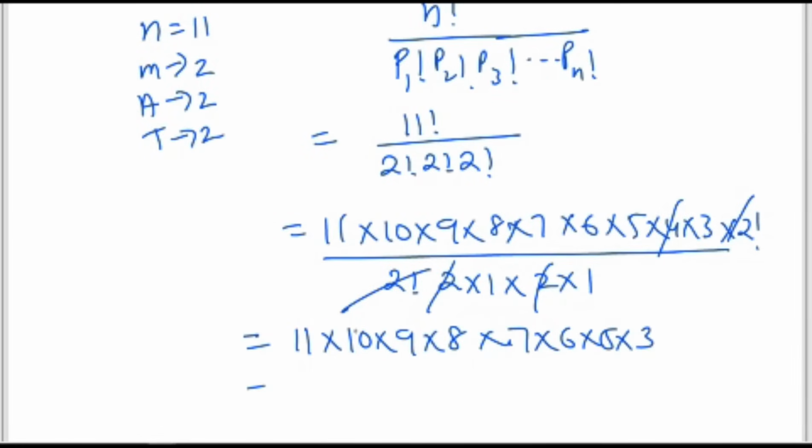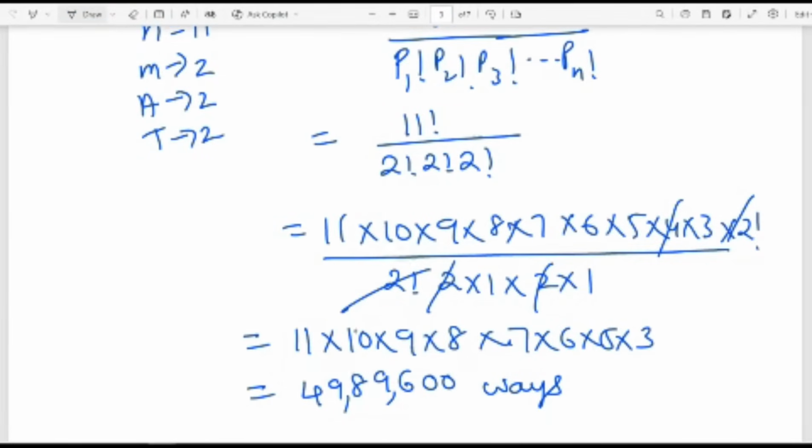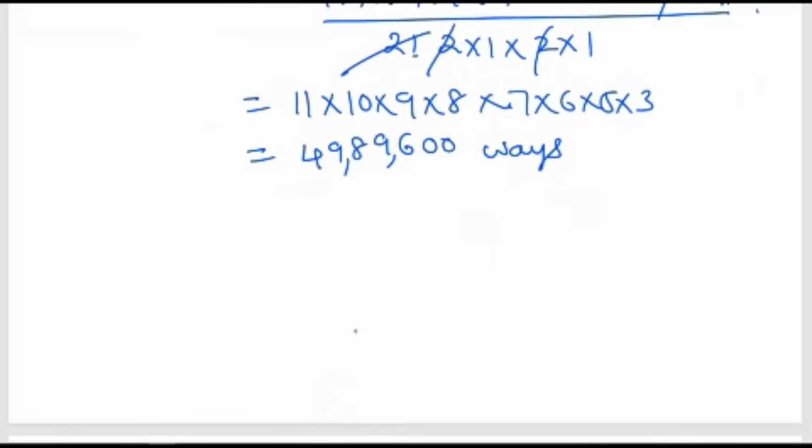When you multiply, we get 4989600. So it will be 49 lakh 89,600 ways in which mathematics can be arranged. The second sub question says, if all the vowels are together, how many do we get?